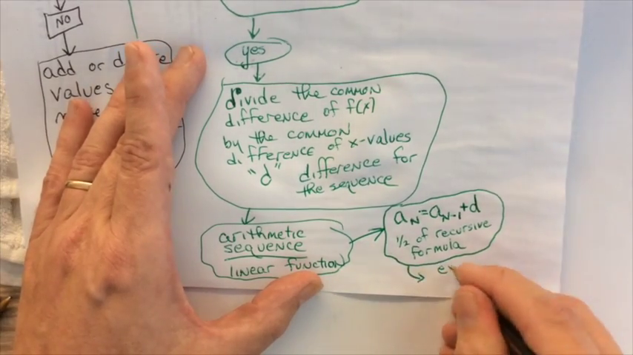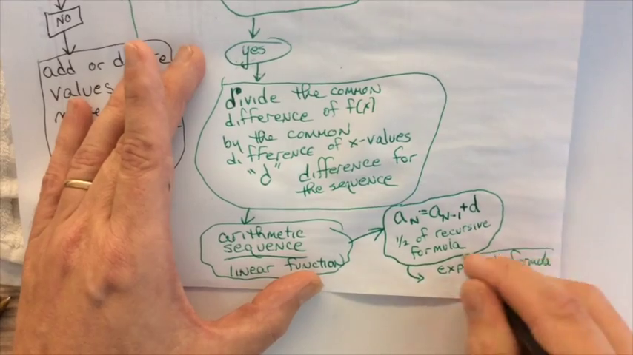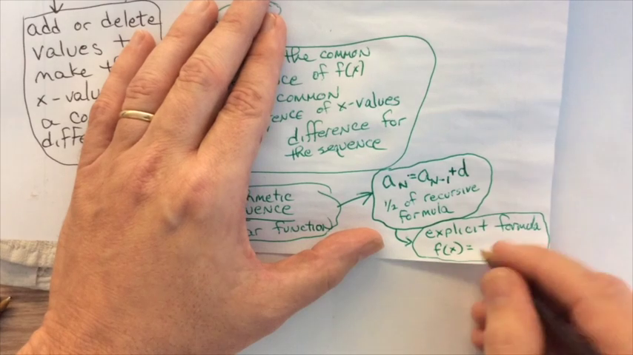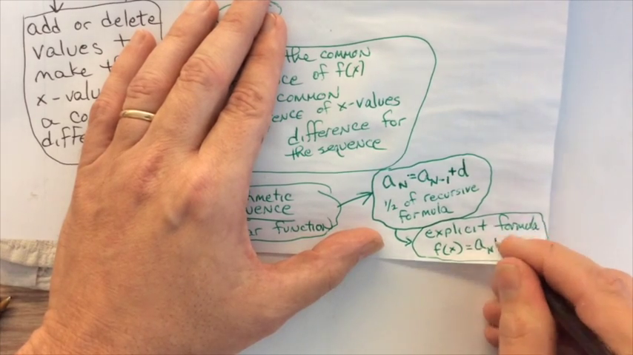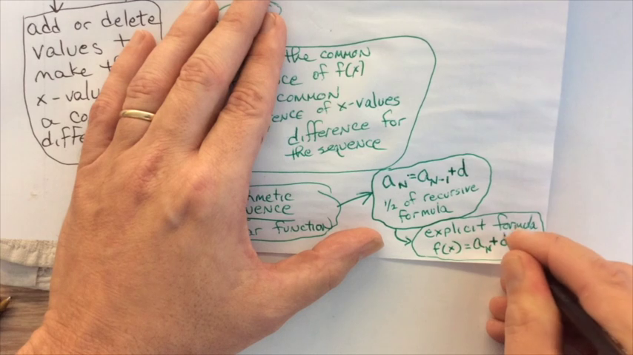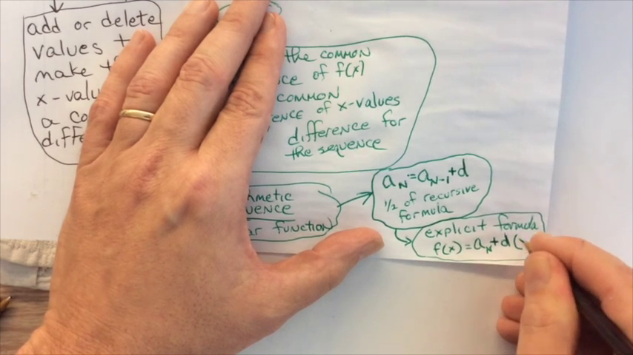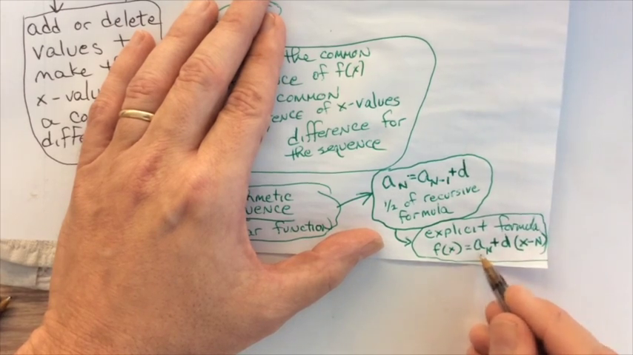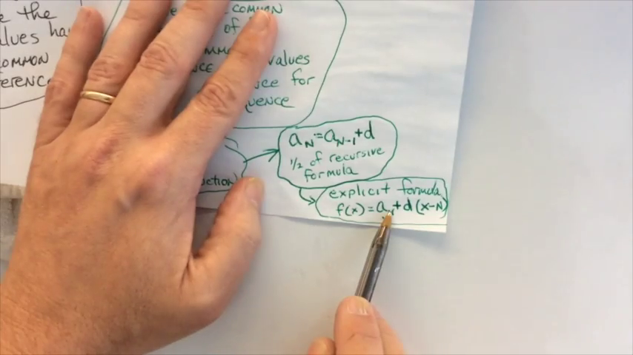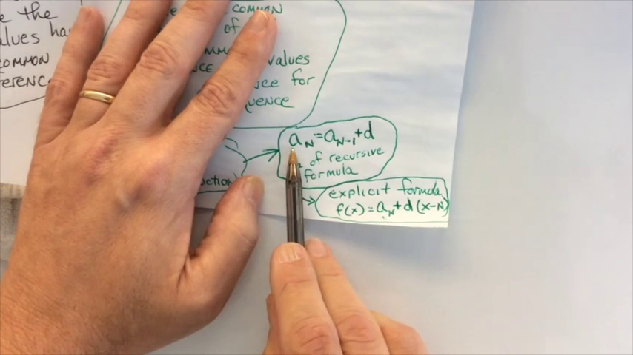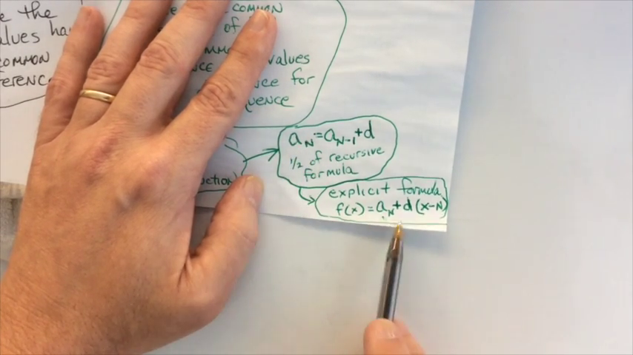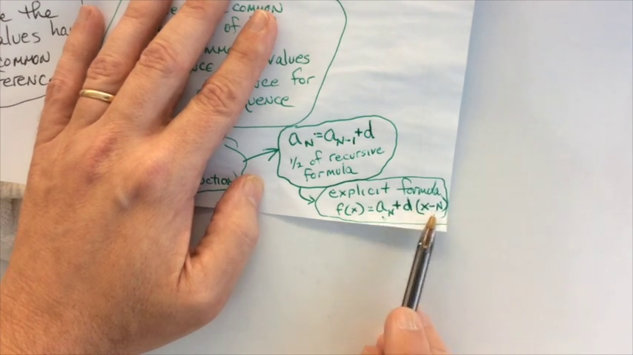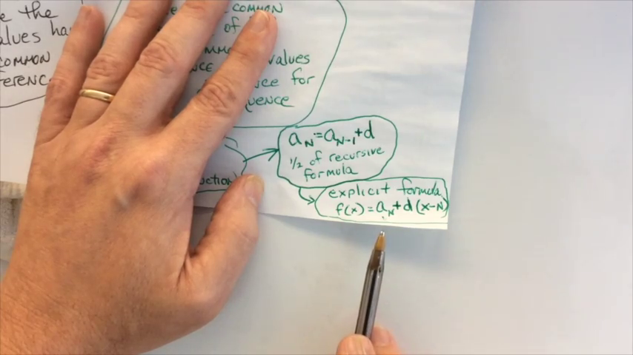Here's the next part. If you want the explicit formula, it looks like this. F of x: take any term you want. Doesn't matter which term you take. We'll just call it a_n. And then you add the common difference multiplied by x minus whatever the number of this term was. It's any term at all plus the common difference times x minus the number of the term that it is.